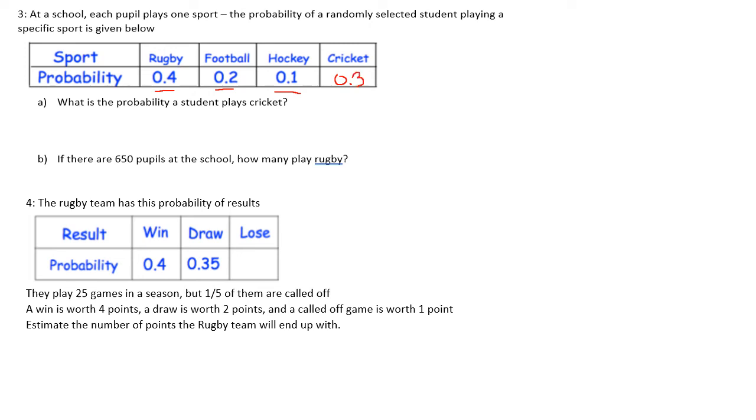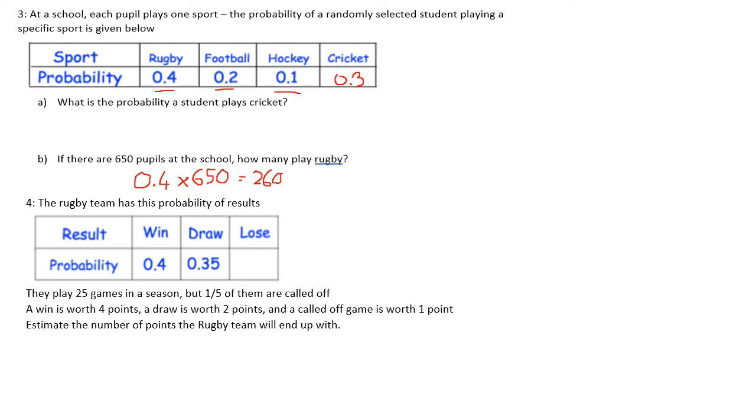We're asked if there are 650 students in the school, how many play rugby. This is an expected frequency, so we want to go the probability of rugby, which is 0.4, times the 650 students, and we would get that there are 260 that play rugby.